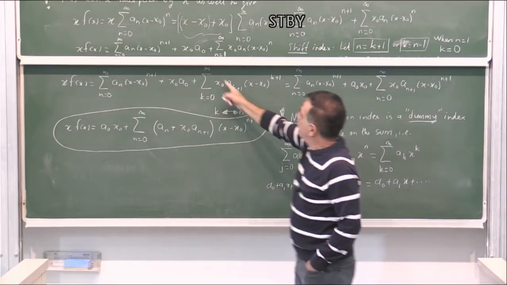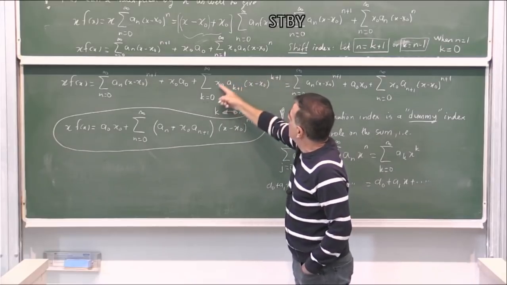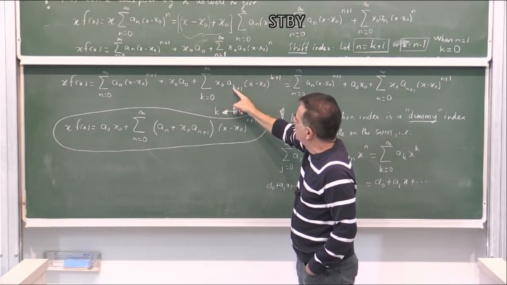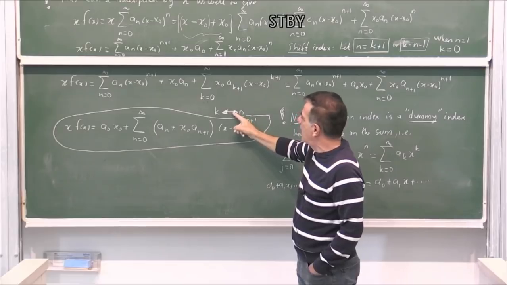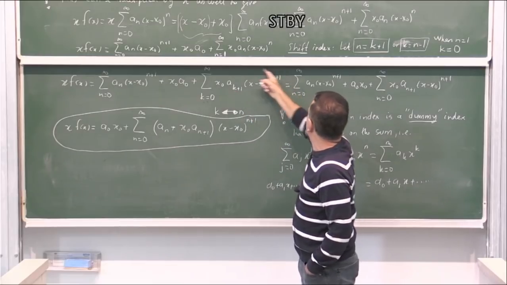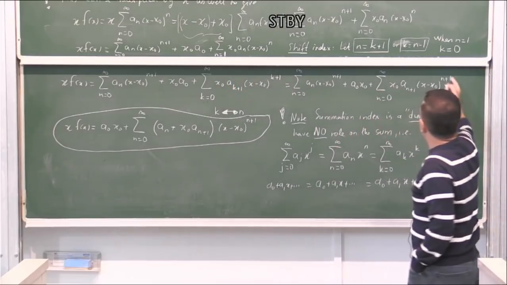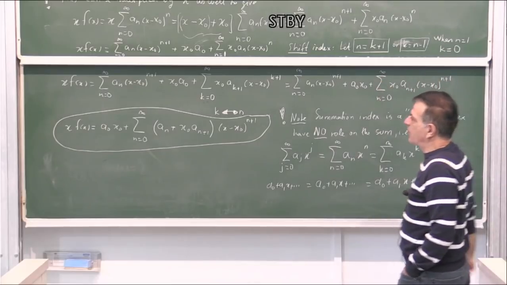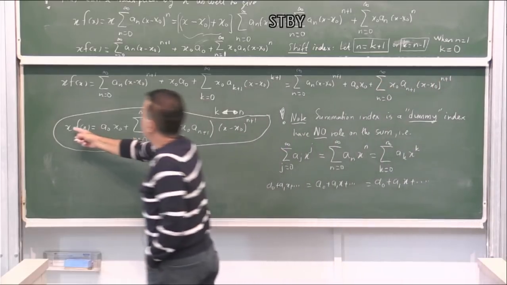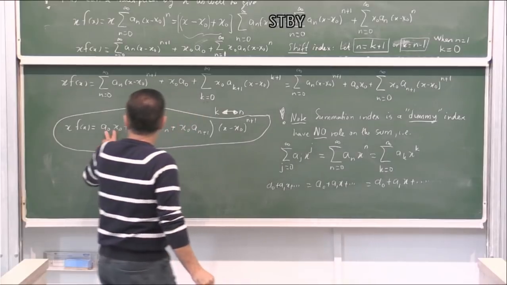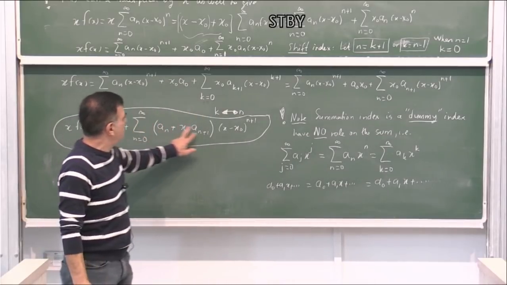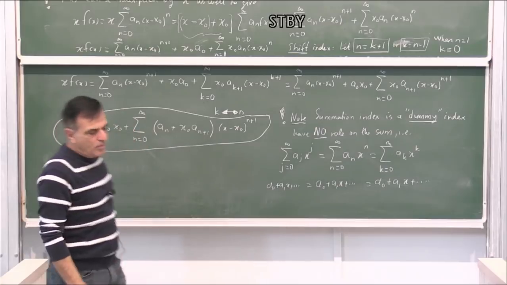Therefore, here, look, if I change the index from k to n again, okay, no problem. We have the same series, and we write x f of x as a constant term plus a series of that form.